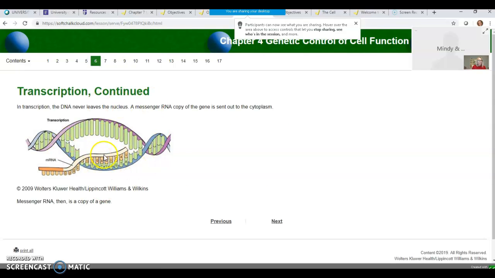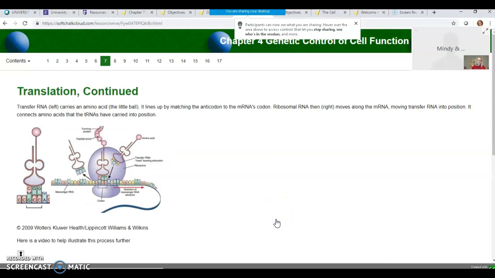So this is a picture of transcription. So here we are inside the nucleus. We've got our DNA that's kind of unzipped. And here's my mRNA, or my messenger RNA, that's making that complementary copy. You can see how those base pairs line up there. So that's the copying piece. Then that messenger RNA is going to detach from the DNA. It's going to leave the nucleus.